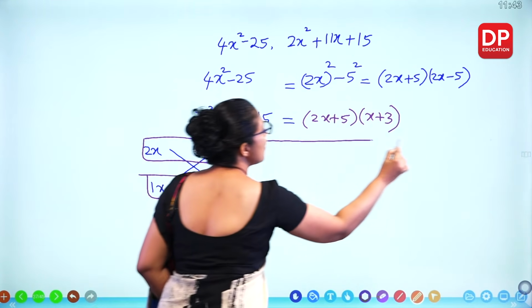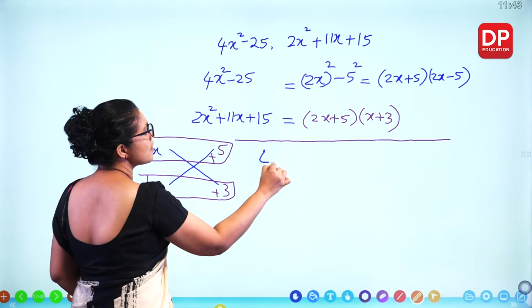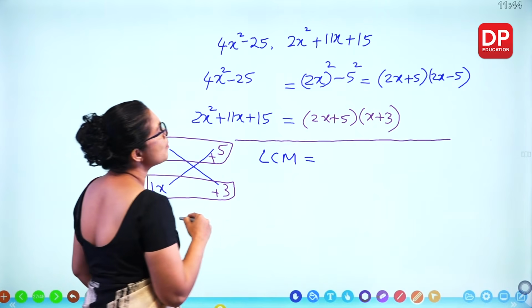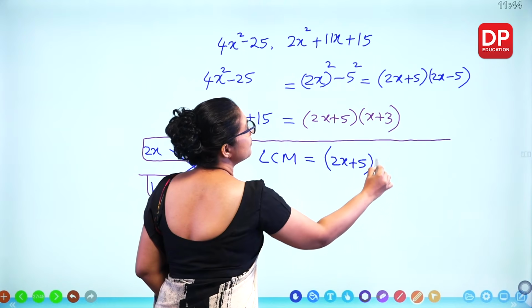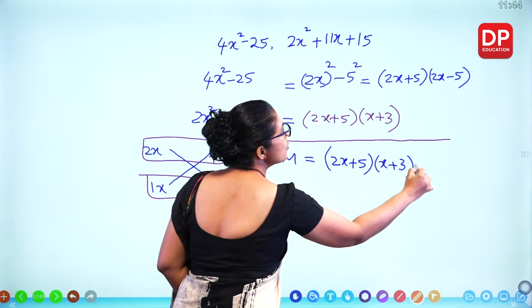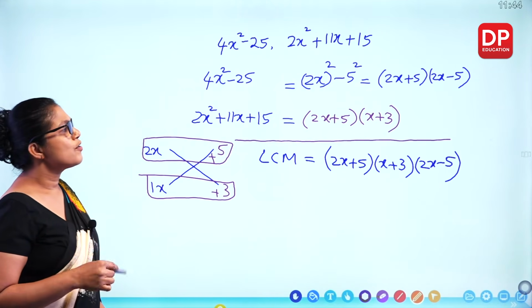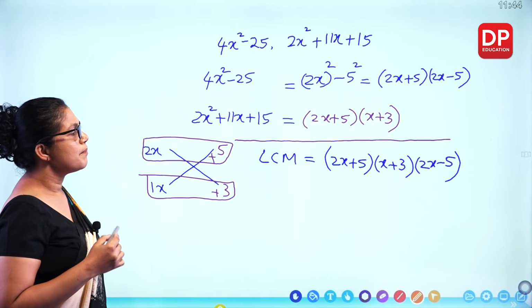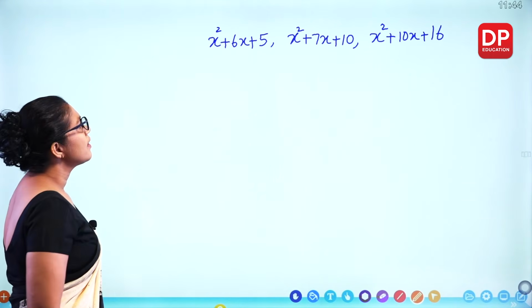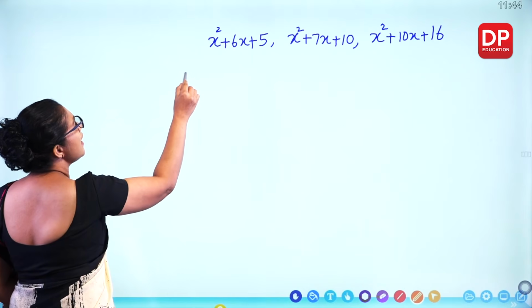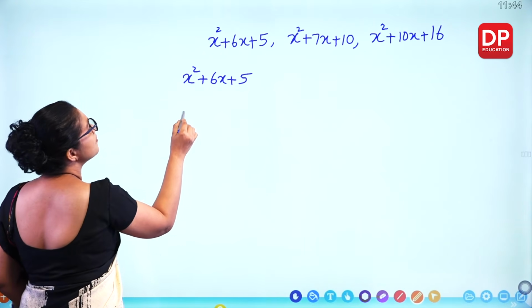Then how do you find out the lowest common multiple or least common multiple? So the least common multiple is equal to 2x plus 5 is there, x plus 3 is there and 2x minus 5 is there. So all these terms you have to write down to get the lowest common multiple or least common multiple. Now look at this expression. Again, 3 quadratic expressions.